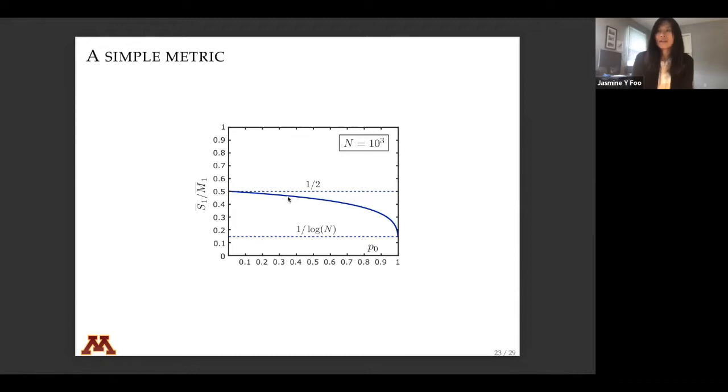In this regime, the SFS of the total population is the SFS of the skeleton, in which case half the mutations are found in one cell. So that's the no death regime. On the other hand, if P naught goes to 1, the SFS mirrors the SFS of the constant population Moran model, in which case the proportion of mutations is 1 over log n for large n. Okay, so this metric does capture this transition between power laws.